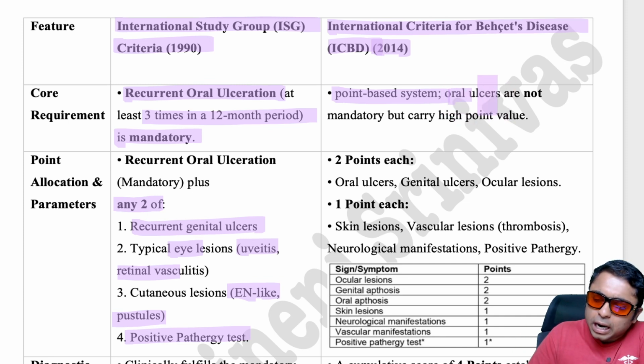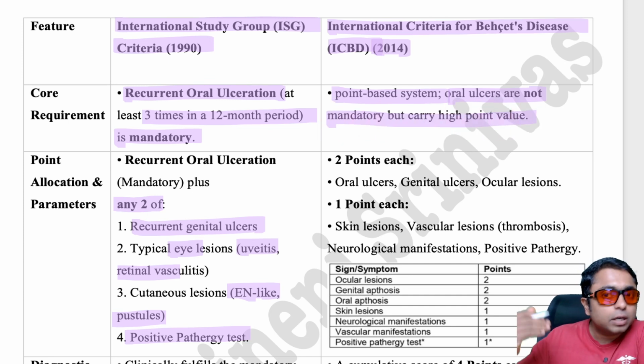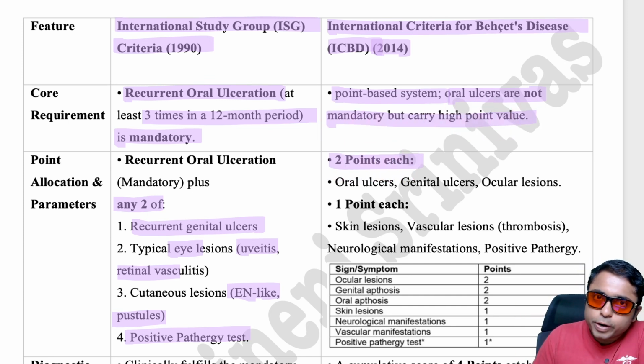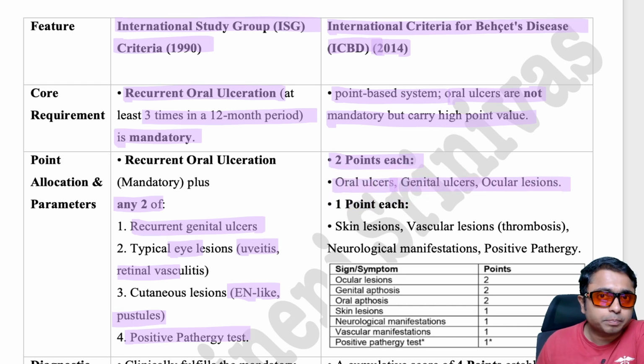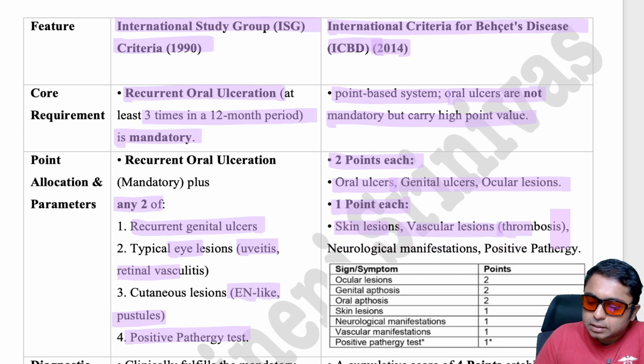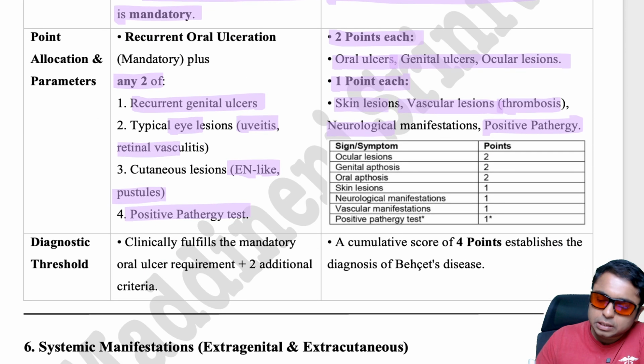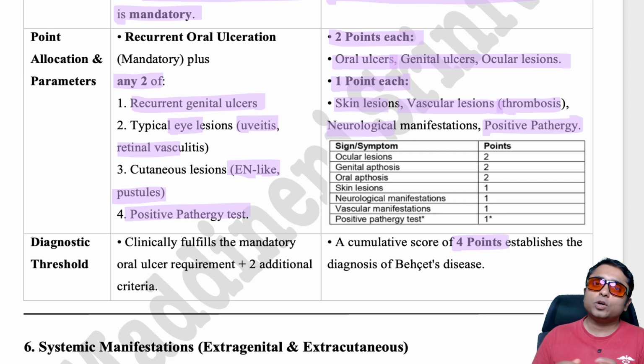manifestation. So, oral ulcers here, according to this criteria, are not mandatory, but they are going to carry very high point value. So, 2 points are going to be given if there are oral ulcers, genital ulcers or ocular lesions, and 1 point is going to be given for the skin lesions, vascular lesions, that is thrombosis, neurological manifestations and positive pathology. So, this is the table which is going to summarize that, and a cumulative score of 4 points, if at all the patient is having, then yes, we are going to consider it as a Behçet's patient.